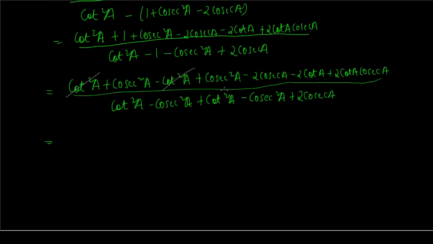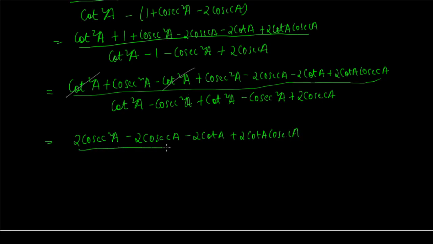So let's take this cosec square A plus cosec square A. So this becomes 2 cosec square A. Clear? Minus 2 cosec A minus 2 cot A plus 2 cot A cosec A. So we are reducing the number of terms, right? Gradually. Divided by cot square A plus cot square A becomes 2 cot square A minus 2 cosec square A plus 2 cosec A.